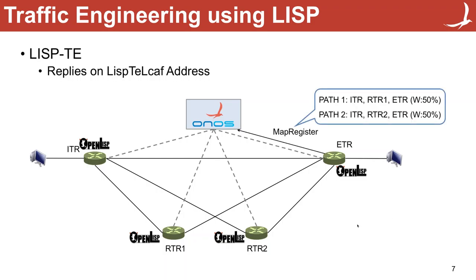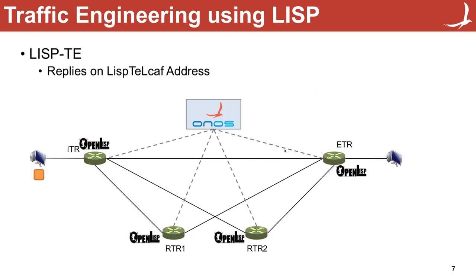At the first time, the ETR, which is the egress tunnel router, will send the two paths to ONOS in the form of a Map-Register. We have two paths, path one and path two. In path one, the packet from the ITR goes through RTR1 and is destined to the ETR. The second path is from the ITR to RTR2, destined to the ETR. Once this registration phase has finished, ONOS knows the paths.